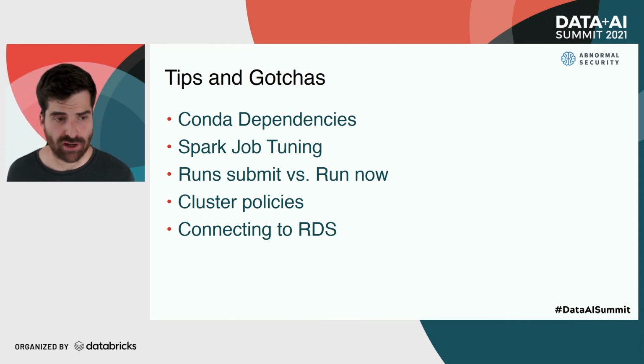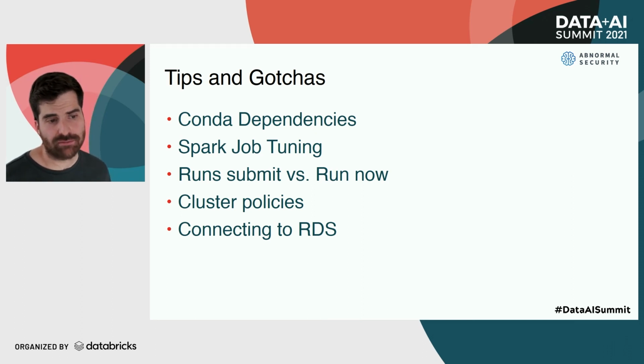Something around scheduling jobs. There are two ways you can schedule job runs in Databricks: the run submit API and the run now API. The trade-off is that run submit incurs less overhead because you don't need to pre-create a job. The bad thing is it doesn't tie into the permissioning model, so if somebody submits a job via run submit, it's hard for a lot of people to be able to see that job.